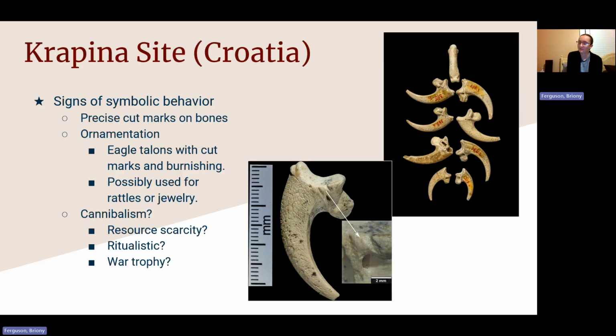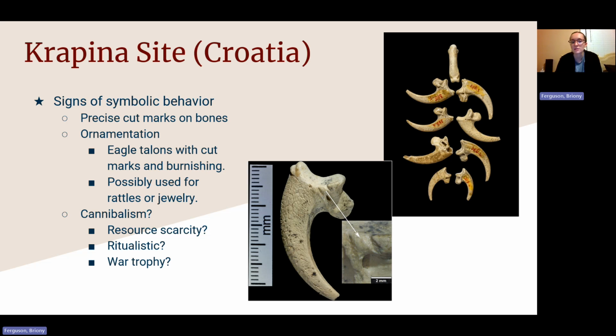Now, when I say there's evidence of cannibalism, this is not a typical thing seen in Neanderthals. Really, this is the first actual proof that we've found of this, but it wasn't typical or something that wide groups of Neanderthals were partaking in. But there is a site called the Krapina site in Croatia, and this is when we really start to see signs of symbolic behavior.